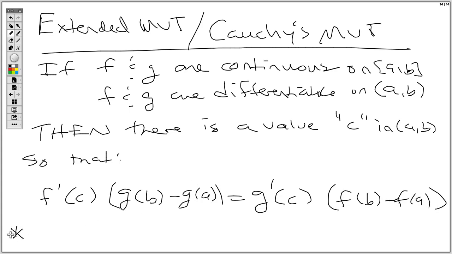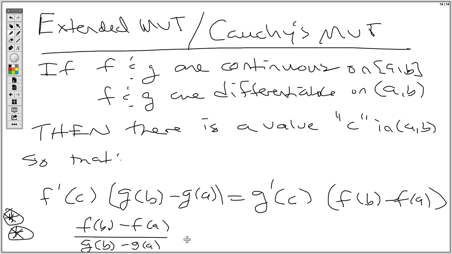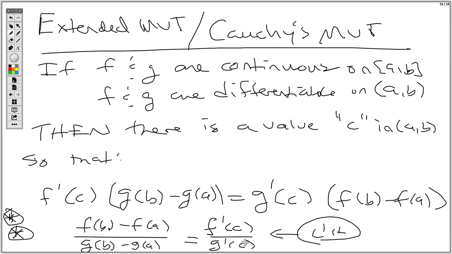And as long as g of b minus g of a and g prime of c are nonzero, we can rearrange this and have f of b minus f of a over g of b minus g of a is f prime of c over g prime of c. And here you can kind of see the shades of L'Hopital happening. Okay.